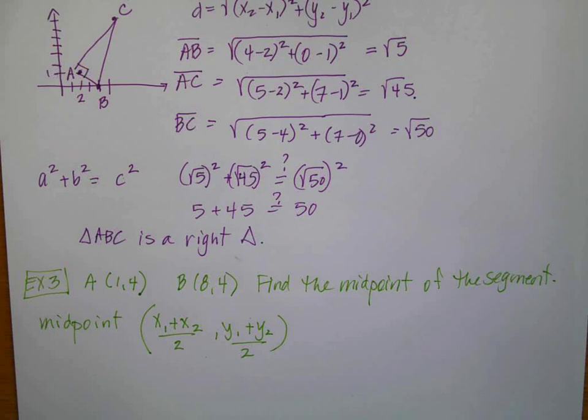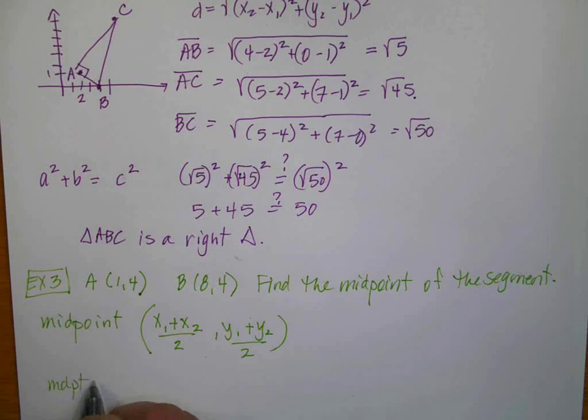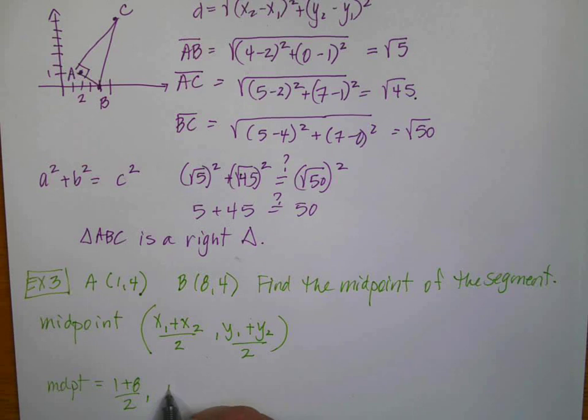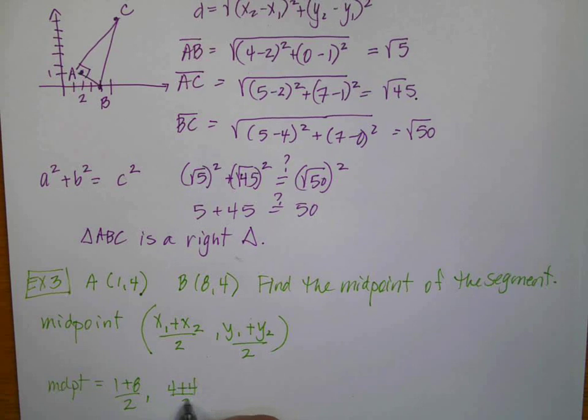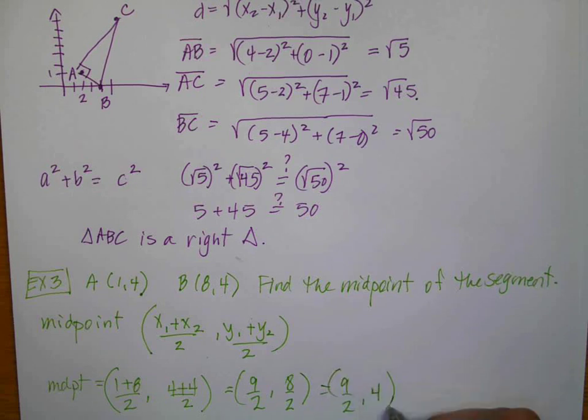All right, so if we finish our example and I want to find the midpoint of segment AB, then my midpoint is going to equal (1 plus 8) divided by 2, and then (4 plus 4) divided by 2. So then this is going to be 9 over 2 and 8 over 2. And we're going to simplify that to be 9 over 2 and 4. Okay, fractions are your friend.